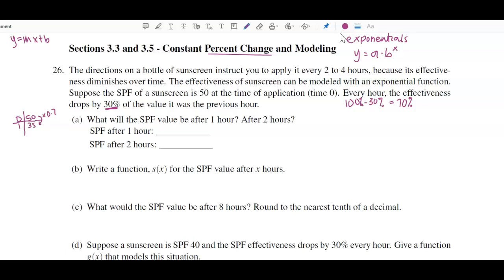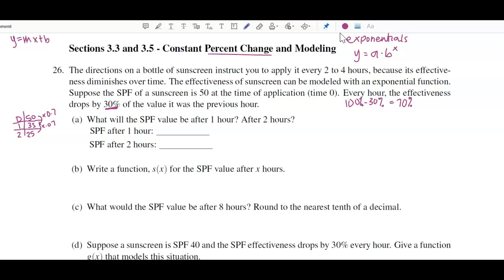So after an hour, it's pretty much like you have an SPF of 35 on now instead of 50. And then after 2 hours, we'll do that again. We'll times the 35 by the 0.7, and that gives us about 25. So that's how much we have over those different amounts of time. Okay, so here it just wants us to write a function.